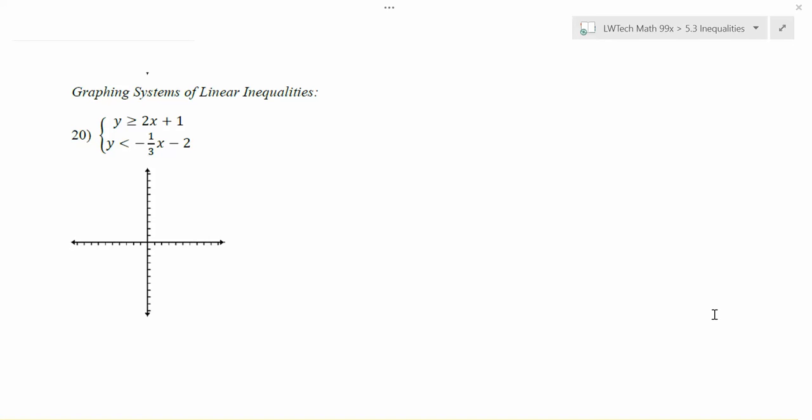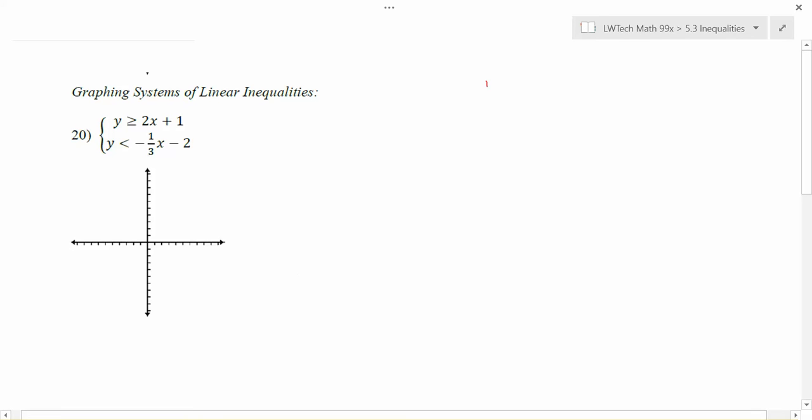Just as we've graphed systems of equations in the past, we can also graph systems of inequalities. Really, the only difference here, if you have a system of linear inequalities, is that you want to graph both of the inequalities on the same set of axes.